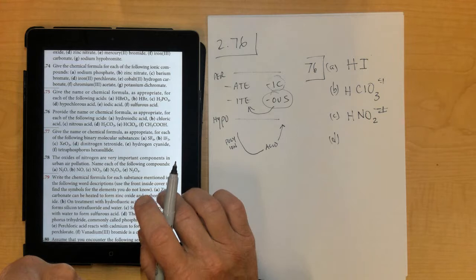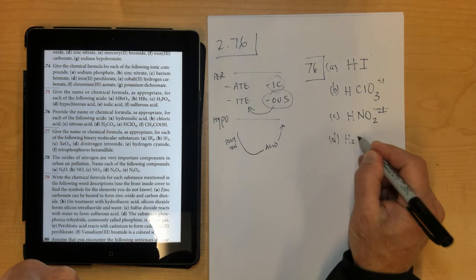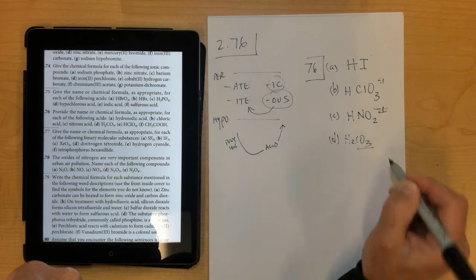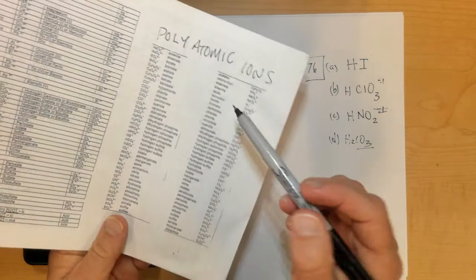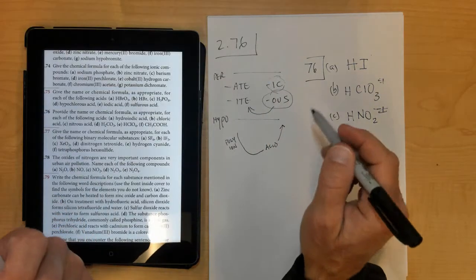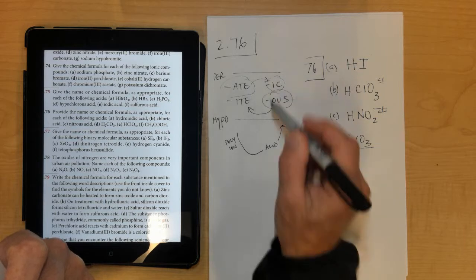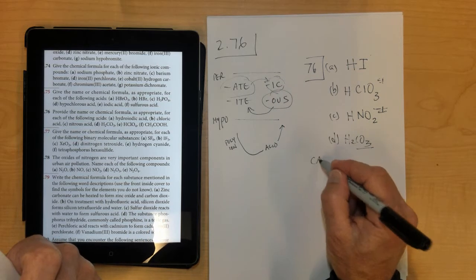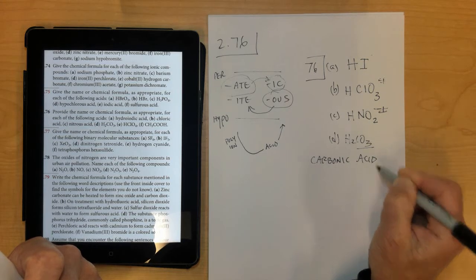Letter D of number 76 is H2CO3. To name H2CO3, recognize that it's got the polyatomic ion carbonate in it. Look up carbonate on here. And carbonate ends in ate, so that means the acid name changes to ic, so it's called carbonic acid.